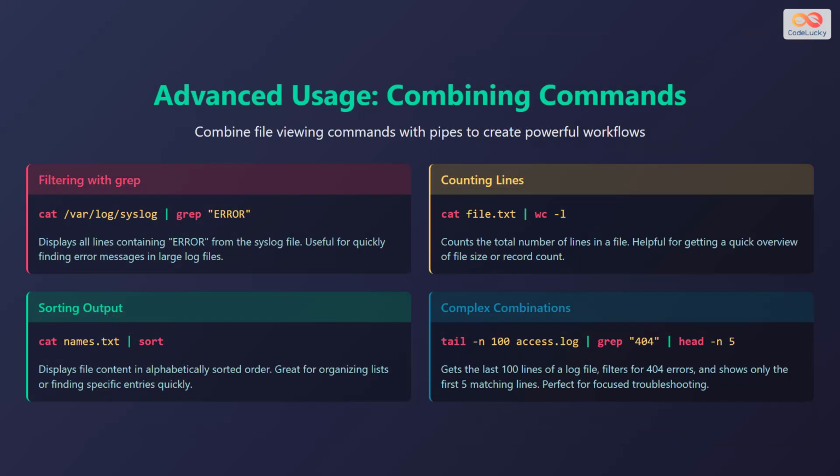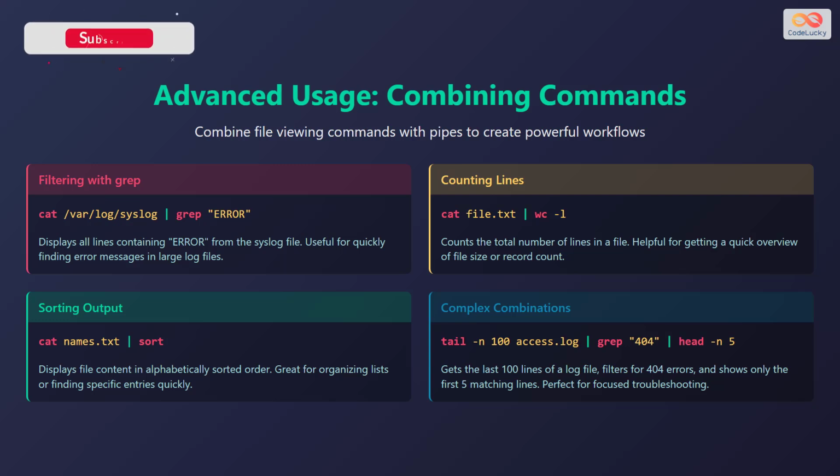You can combine file viewing commands with pipes to create powerful workflows. Pipes allow you to take the output of one command and use it as input for another command. For example, filtering with grep: cat /var/log/syslog | grep error displays all lines containing error from the syslog file, useful for quickly finding error messages in large log files.